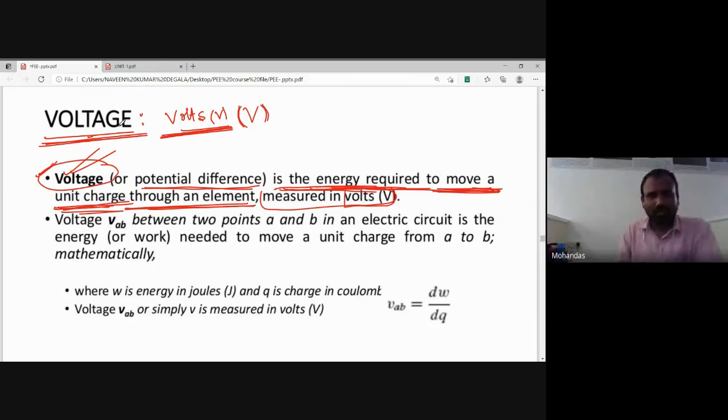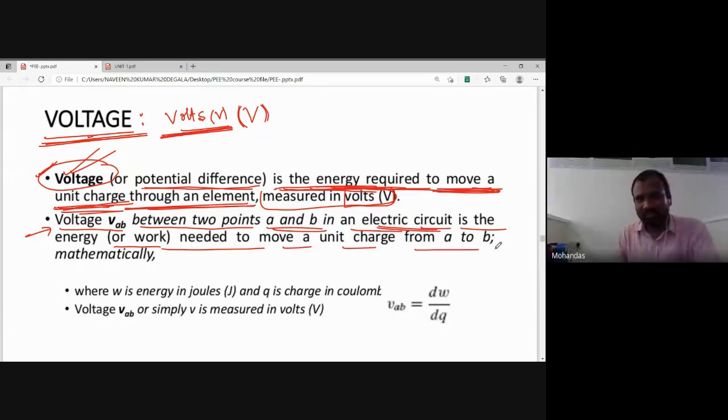Now, another point related to voltage. Voltage VAB between two points A and B in an electric circuit, I will tell what an electric circuit is later, is the energy or work needed to move a unit charge from point A to point B. This is known as voltage. And how do we write this mathematically?